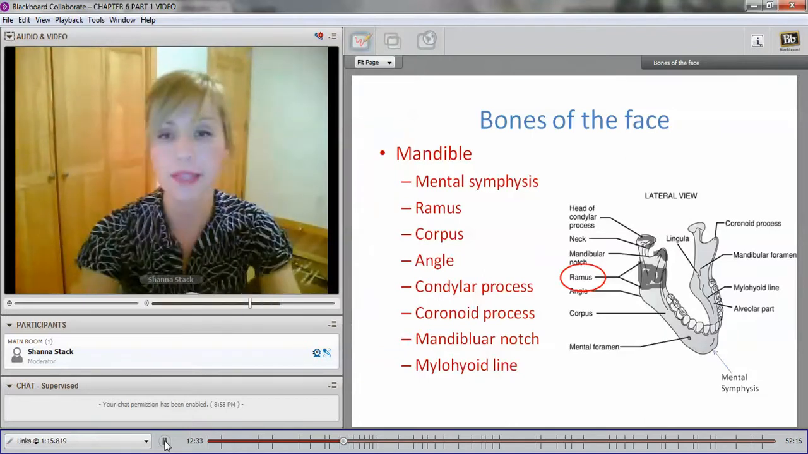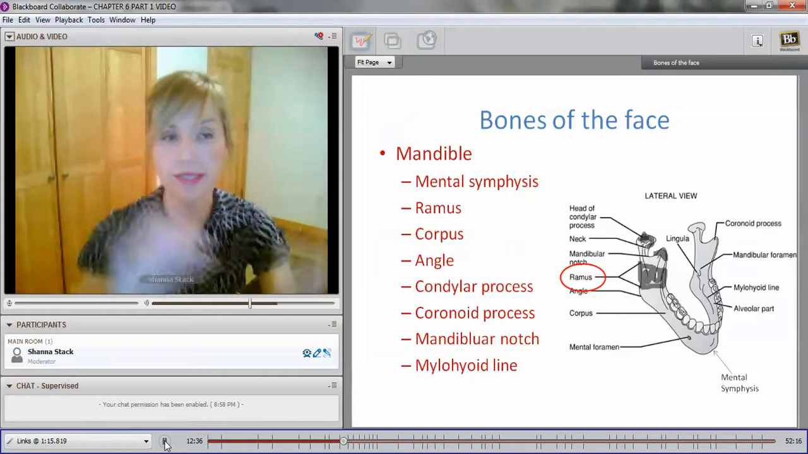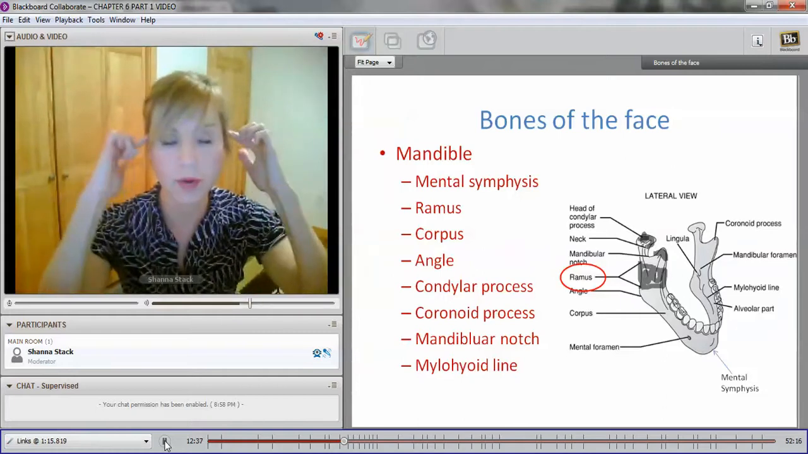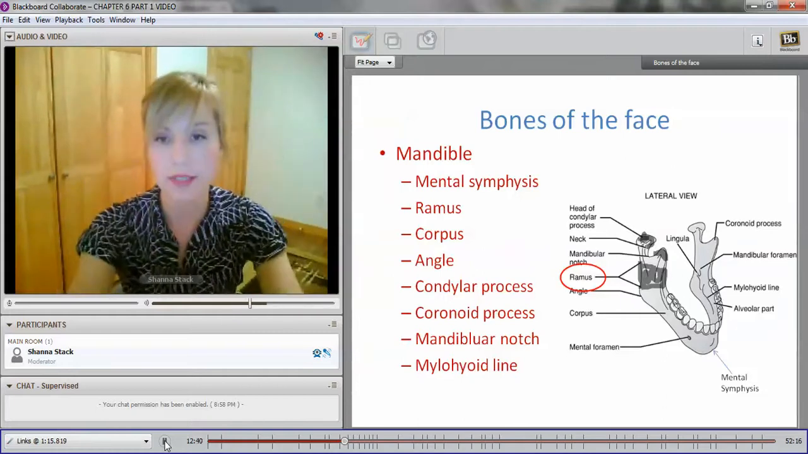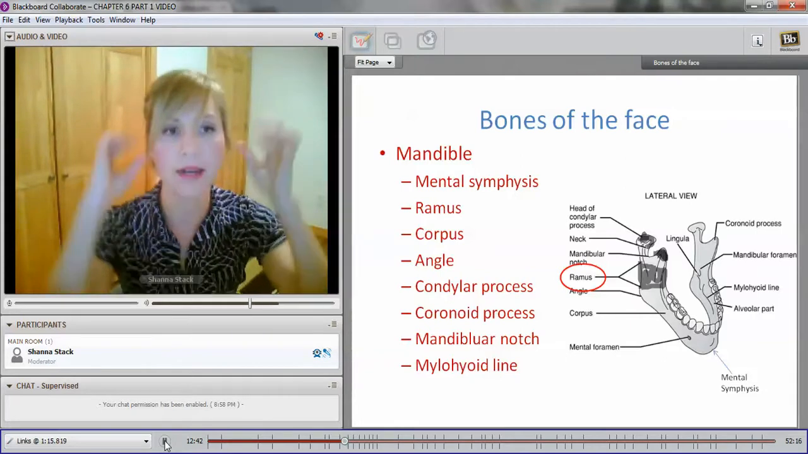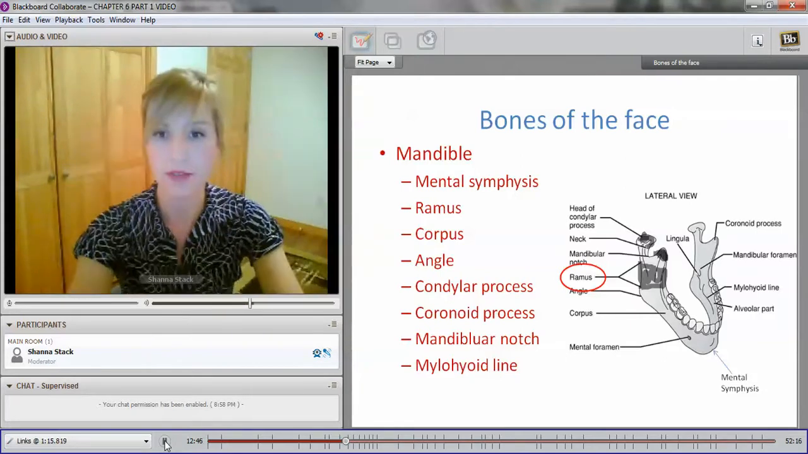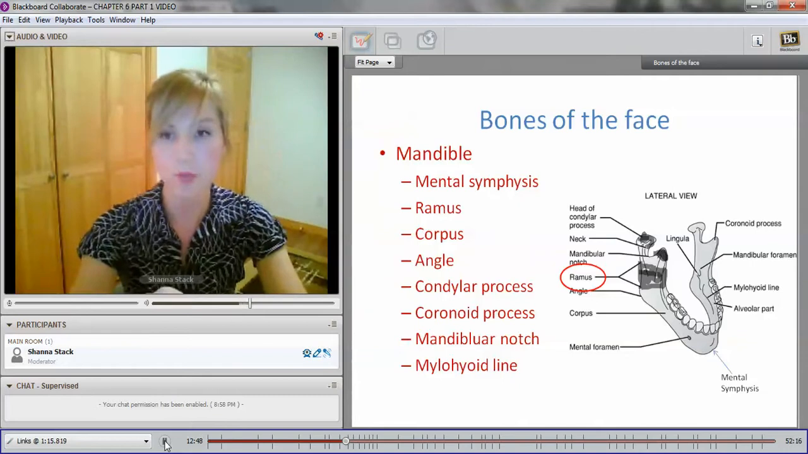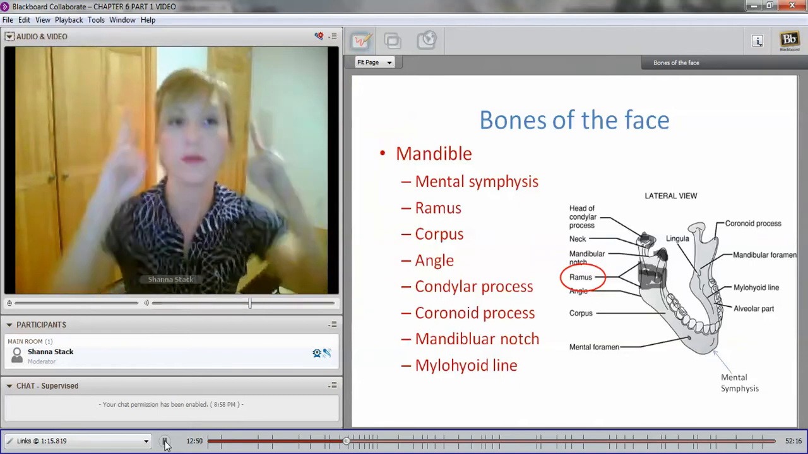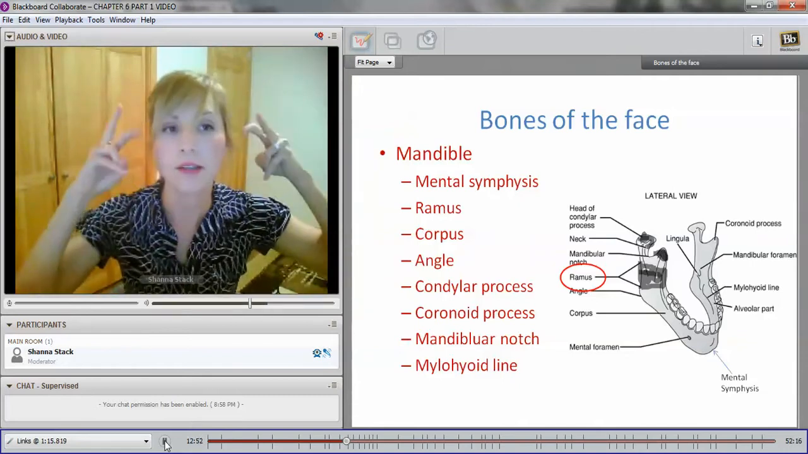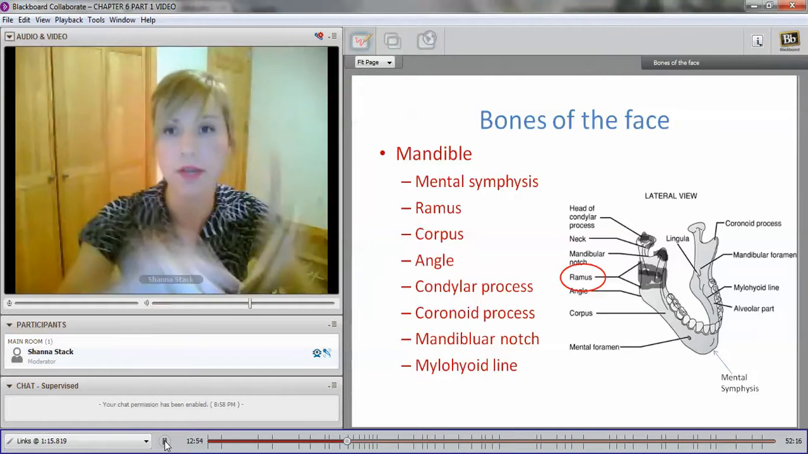So basically this bone right here, the condylar process, articulates with the temporal bone of the cranial skull, and then this one is a muscle attachment that allows the jaw to close tight, like that. Okay, so the ramus means branch, and it branches off to form those two processes, condylar and coronoid.